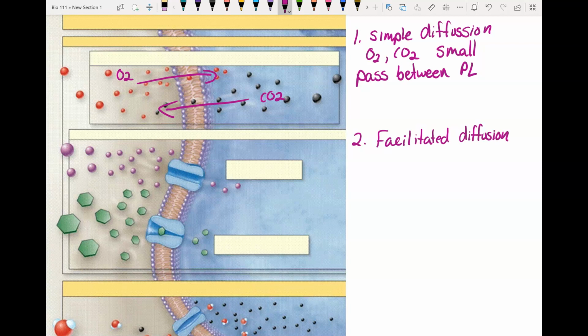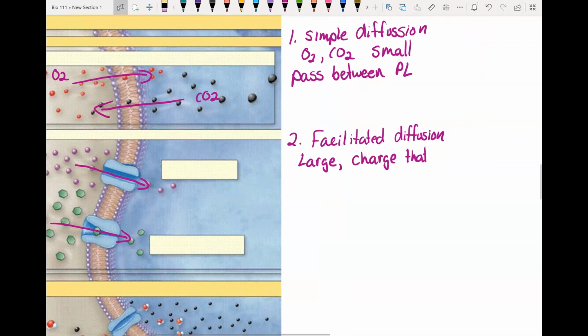So it's the same idea. You're moving from high to low. Here's some molecules moving in. Here's some more moving in. They're both moving high to low. The difference is these molecules are either large or they have a charge that repels them from the phospholipids. So they can't go between the phospholipids.